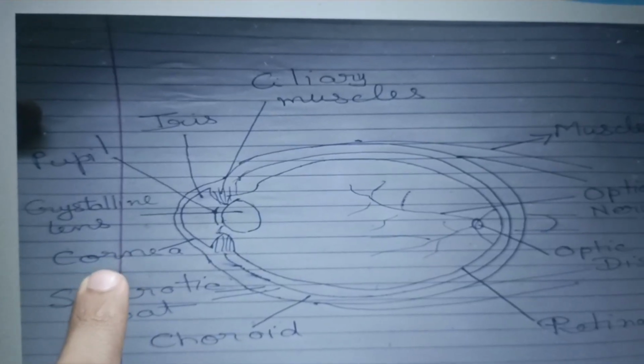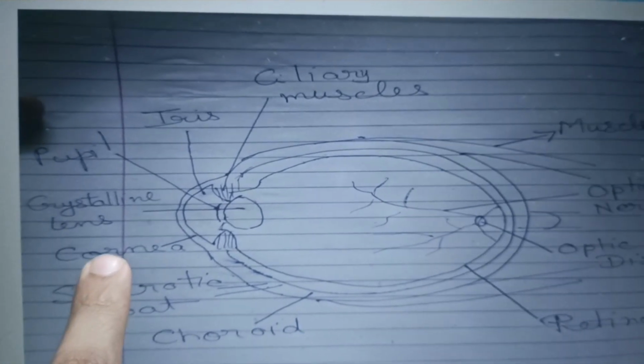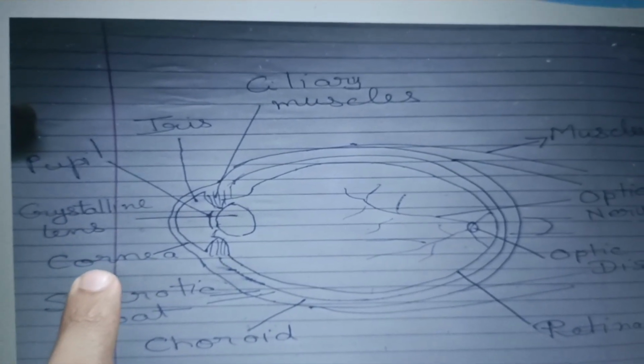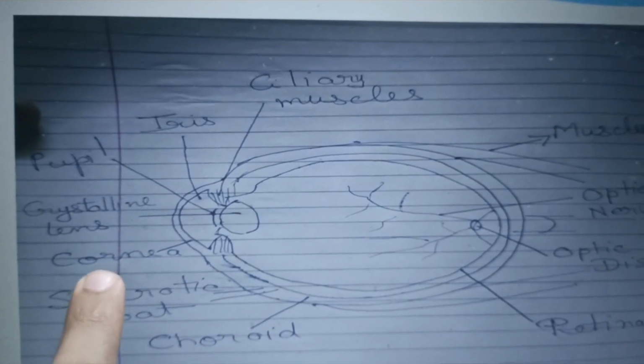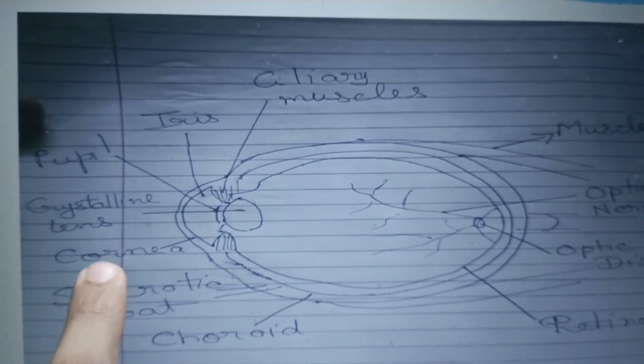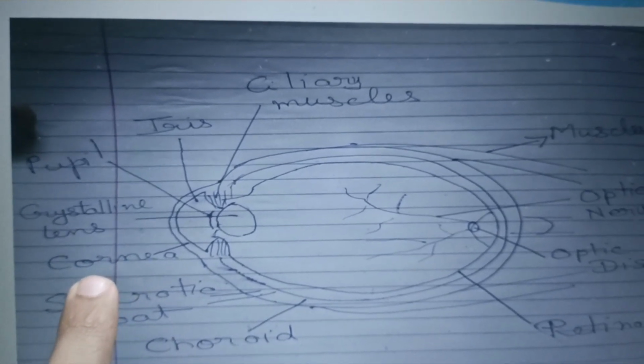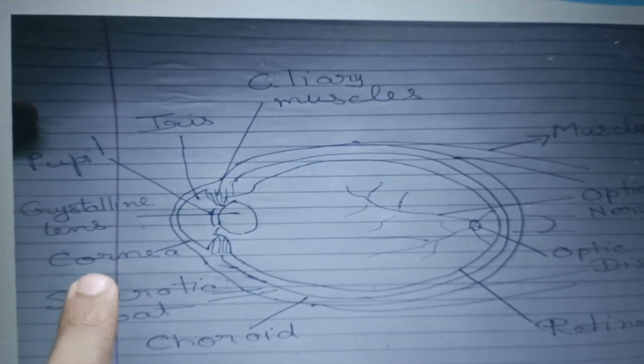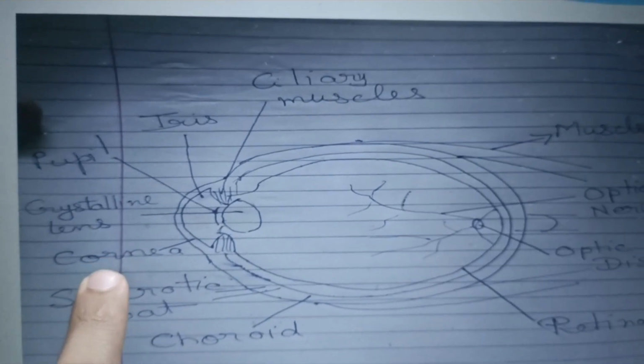Write in the exam, and the next mark is the cornea. The cornea covers iris and pupil. The refraction of light is the main function, means it is through cornea where refraction of light takes place.